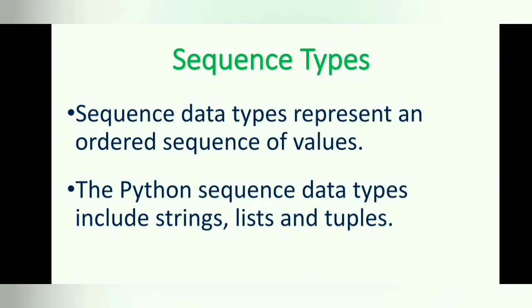Sequence types. Sequence data types represent an ordered sequence of values. An ordered sequence means a set of values where each value is identified by an integer index. The Python sequence data types include strings, lists, and tuples.